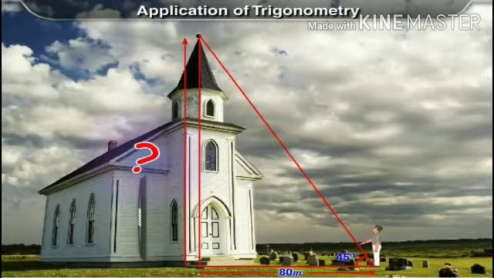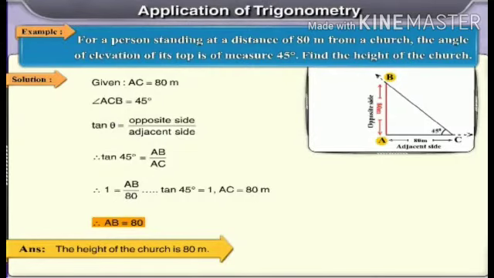Observe this picture. Let's draw this picture on a plane. Here is the diagram. Here given is AC is equal to 80 meter. Angle ACB is equal to 45 degree. AB represents the church. Point C represents the observer. AC is the distance between church and observer.